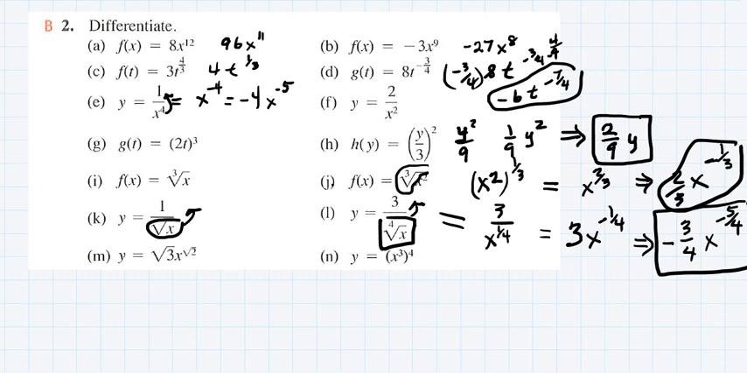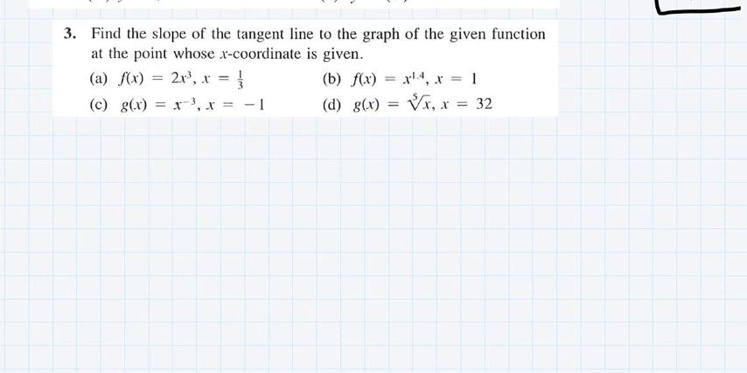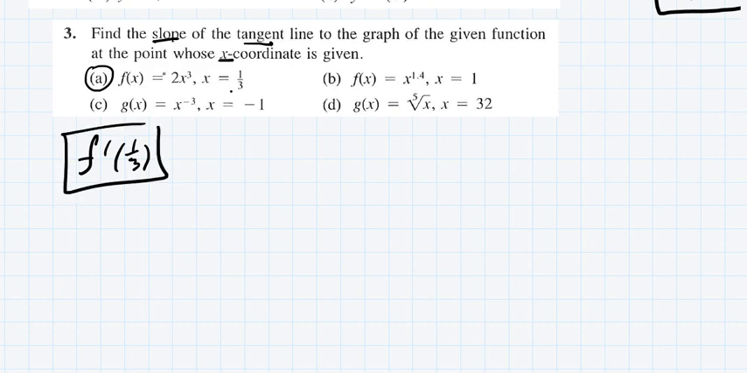Okay, that should be enough to get you through question number 2. So for number 3, when you get there, it says find the slope of the tangent line, that is the derivative, at the point whose x coordinate is given. So for A, you're looking for f prime of 1/3. Find the derivative, plug x equals 1/3 in, that's your slope. So I'll do it over here.